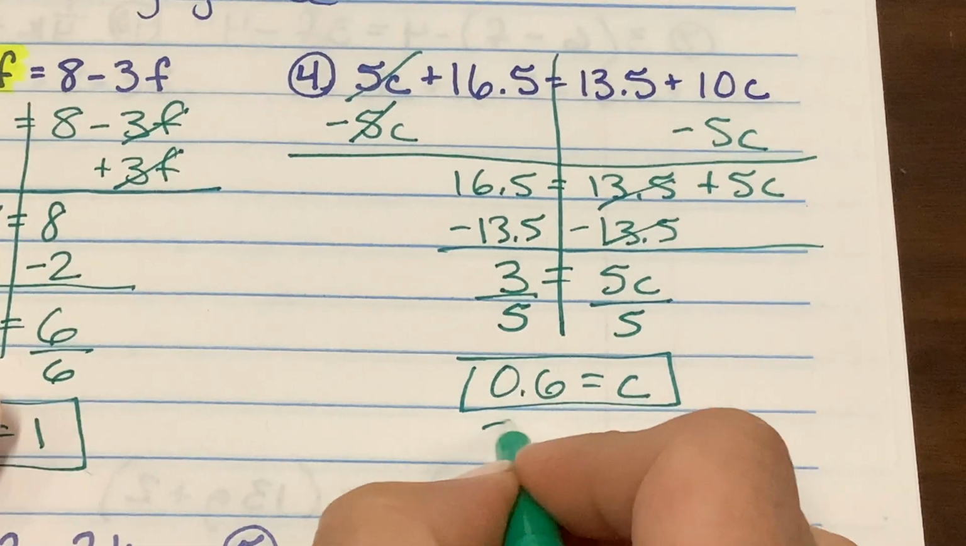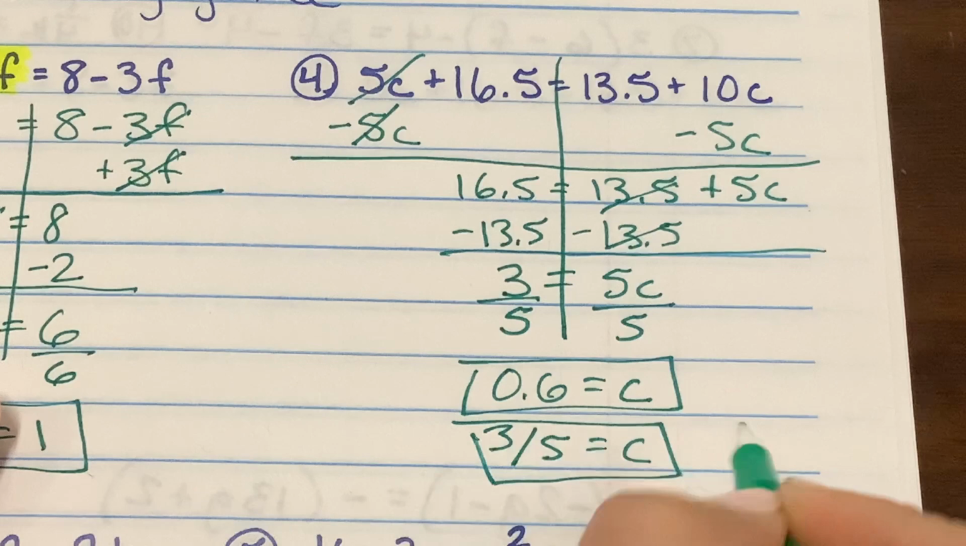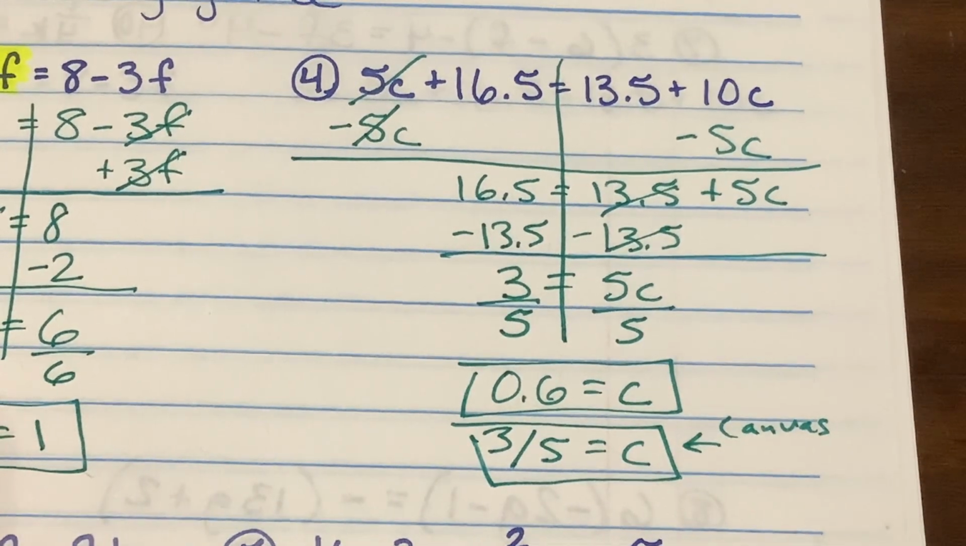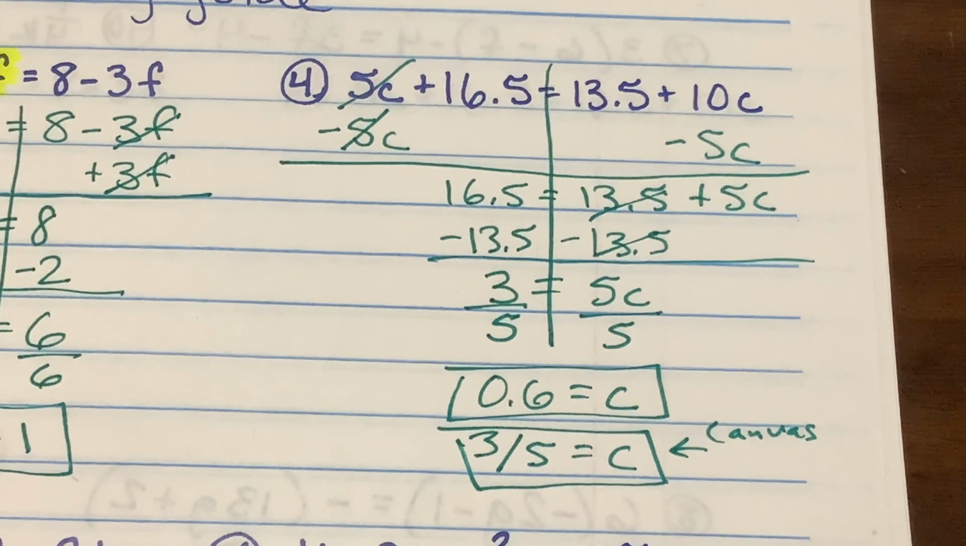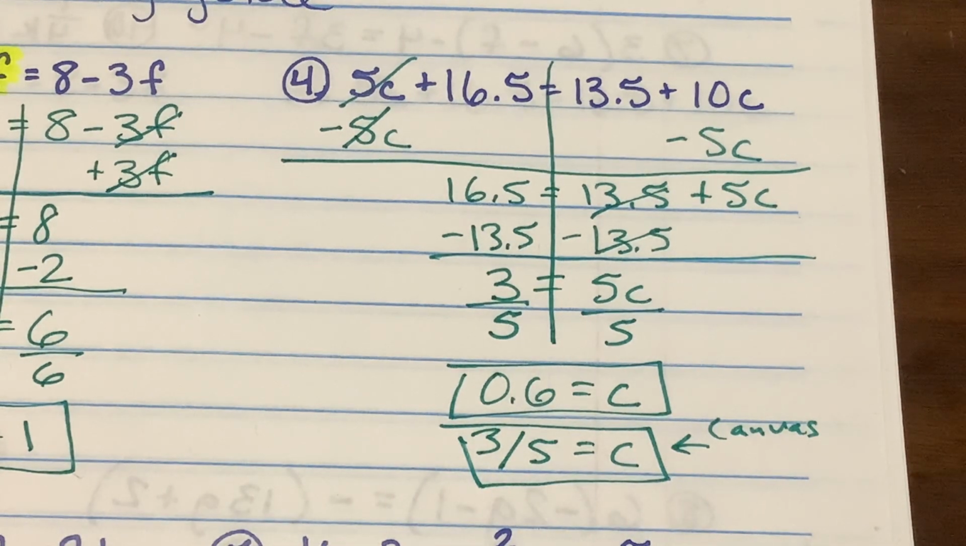In Canvas, I want you to write it as 3/5. Okay, so this is for Canvas. When I tell you to put it in, that's what you'll need to put in. This is the only problem on the study guide that comes out as a fraction or decimal. It's the only one.